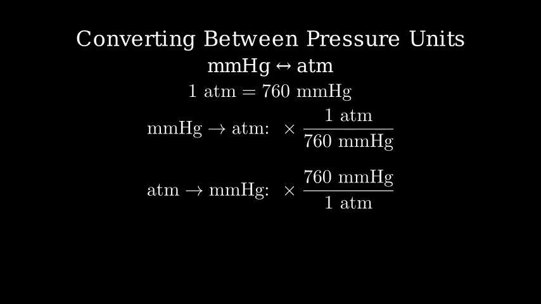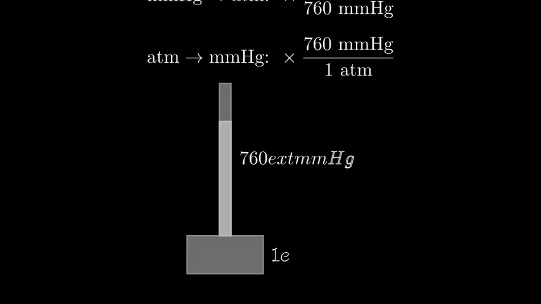Let's visualize this relationship. Here's a mercury barometer, which measures atmospheric pressure. When atmospheric pressure pushes down on the mercury reservoir, it forces mercury up the tube. At sea level, standard atmospheric pressure will push the mercury column to a height of 760 millimeters.